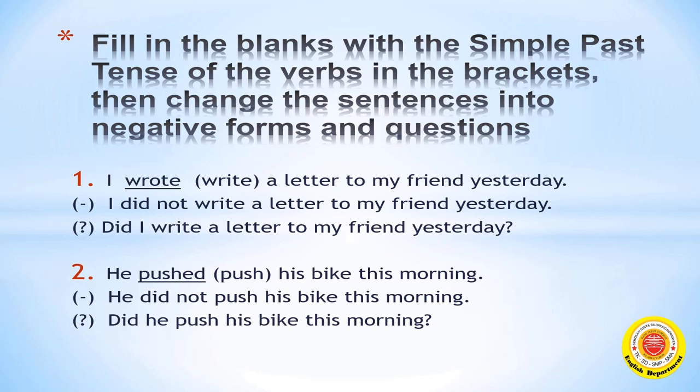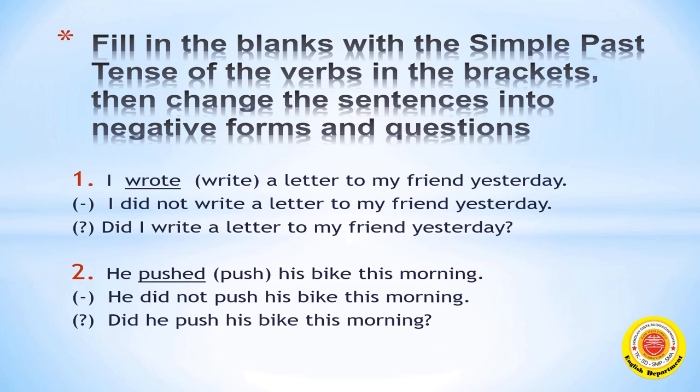Number 2. He blank pushed his bike this morning. Nah, this morning juga sudah lewat, tadi pagi ya. Maka di sini pakai he pushed. Ya, subject plus verb 2. Negative sentences. He did not push his bike this morning. He, subject, did not plus verb 1. Makanya jadinya he did not push. Back to verb 1. Ya, tidak boleh lagi pushed. Negatifnya nggak boleh verb 2 lagi.